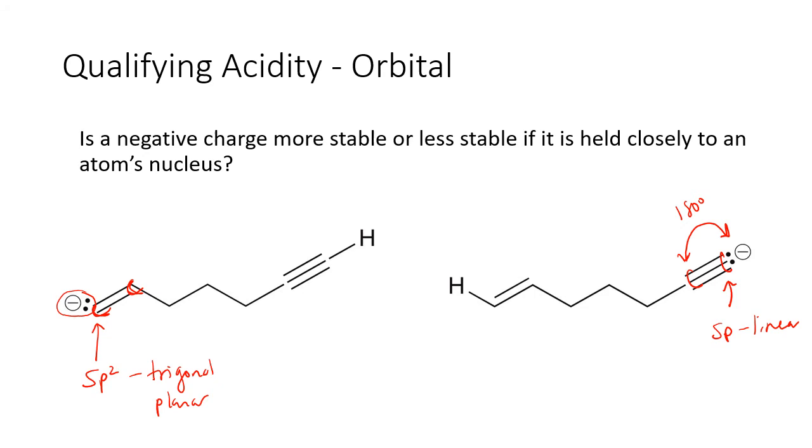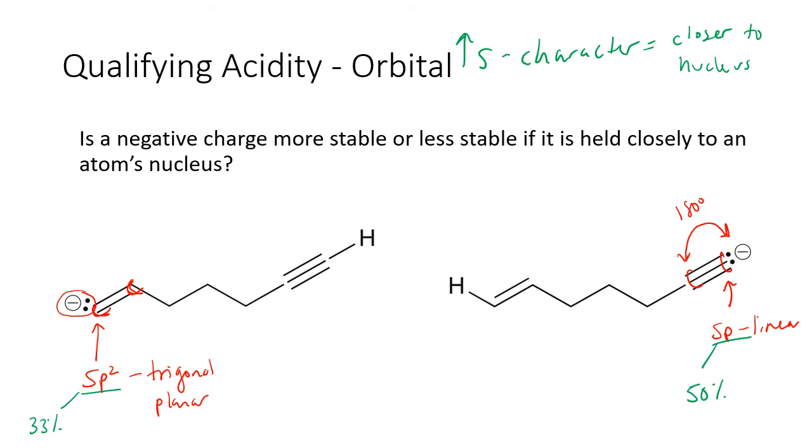The stability of the hybrid orbital will be determined by how much s character it has. The greater the amount of s character, the closer that orbital is to the nucleus. And by having that negative charge held closer to the positive nucleus, that's good. That helps stabilize that negative charge by being close to that. So let's consider the percent s character for an sp2 hybrid orbital. In an sp2 hybrid orbital, it's about 33% s character. In an sp hybrid orbital, the percentage s character is 50%. It's 50% s, 50% p. So in an sp hybrid orbital, there's a greater percent s character. Having that greater percentage of s character allows this negative charge on that carbanion to be closer to the nucleus and more stable.